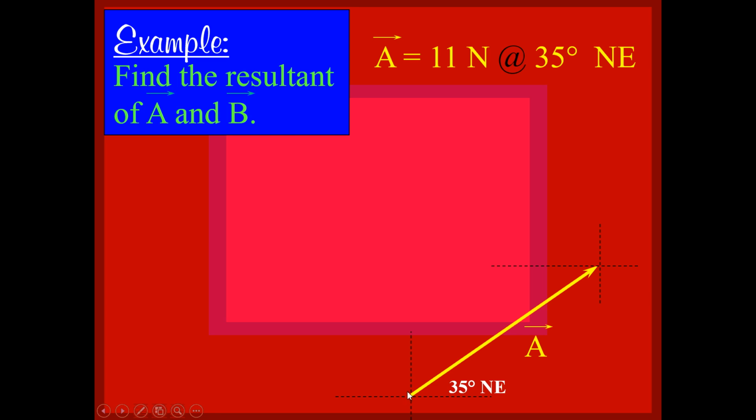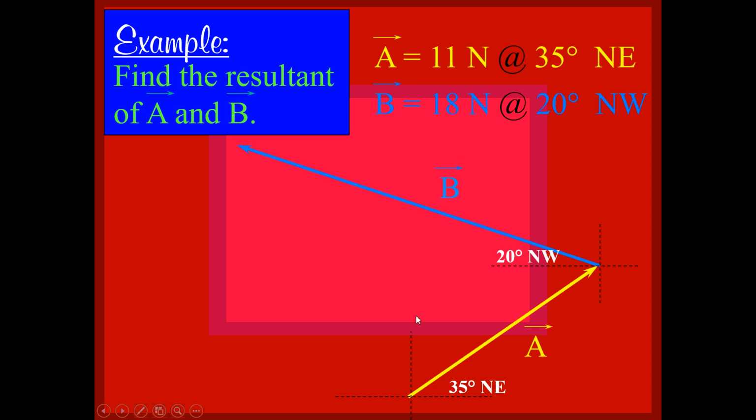You could use your ruler if you've got the space, 11 centimeters or whatever scale you want to use. 11 centimeters, 11 millimeters, whatever it is. Roughly, you're welcome to use a protractor if you want to do the right direction. If you want to do it vaguely, you can. Northeast is vaguely in this direction. And B is 18 newtons, because it's a force vector, in the northwest direction.